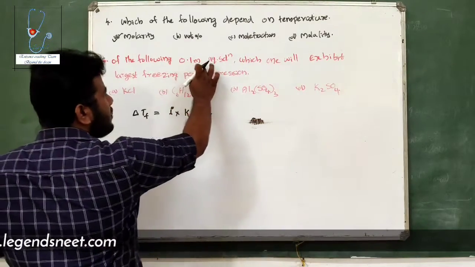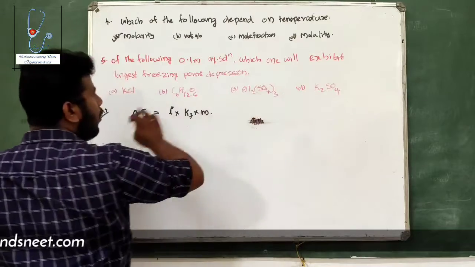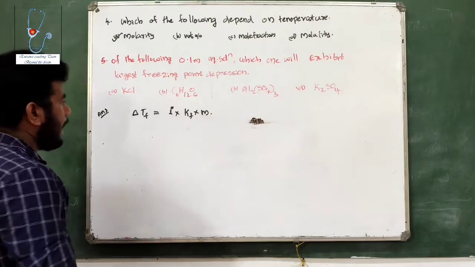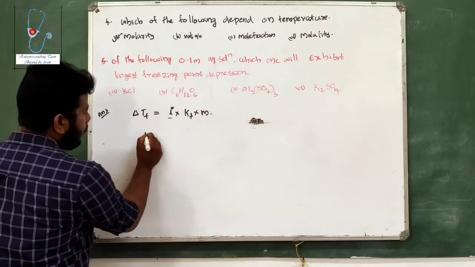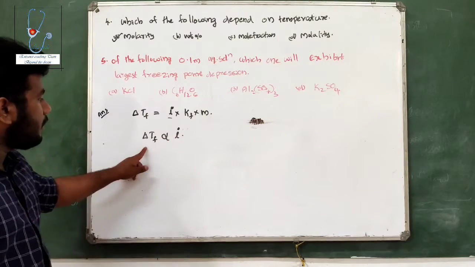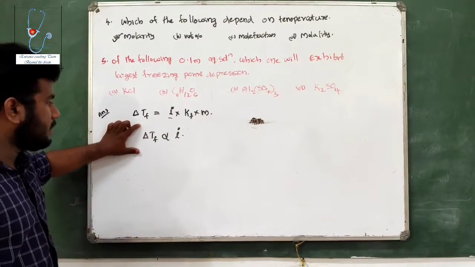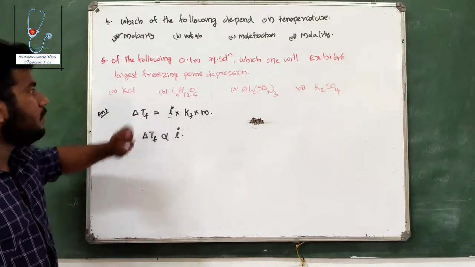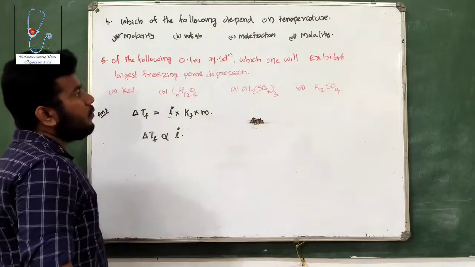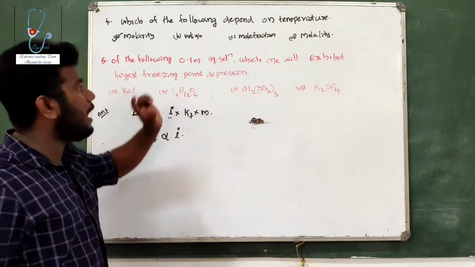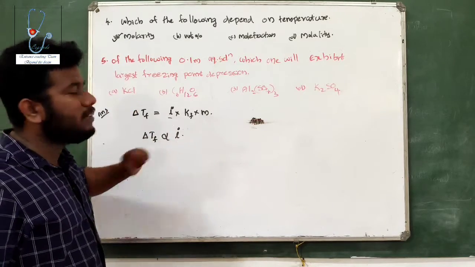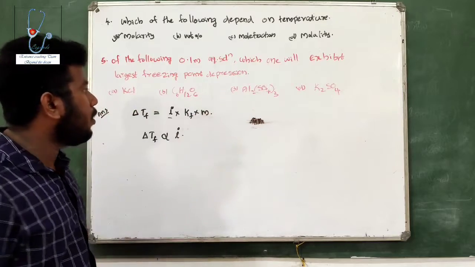Here, the molality or concentration of these four electrolytes is the same. So delta Tf is proportional to the Van't Hoff factor. As the Van't Hoff factor increases, the depression in freezing point increases. So we have to calculate i, the Van't Hoff factor, for these four electrolytes.